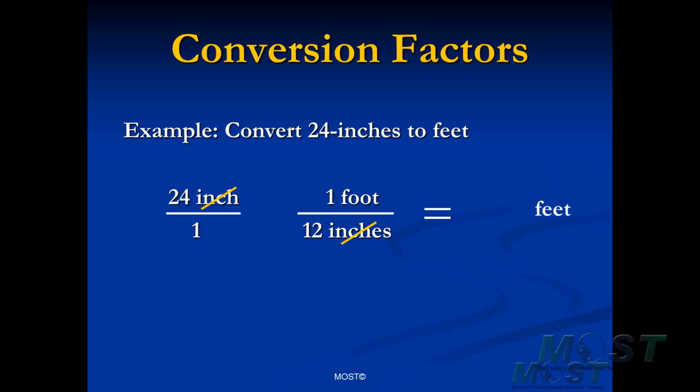We'll divide 24 by 12. We can ignore the ones because if we multiply or divide by 1, it has no impact on our answer. And so 24 divided by 12 is 2. So our answer is 2 feet. So we all knew this, that 24 inches equals 2 feet, but this is a convenient example to remember if you're working on a more difficult conversion.